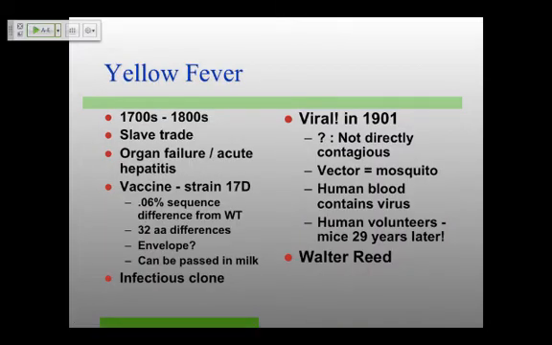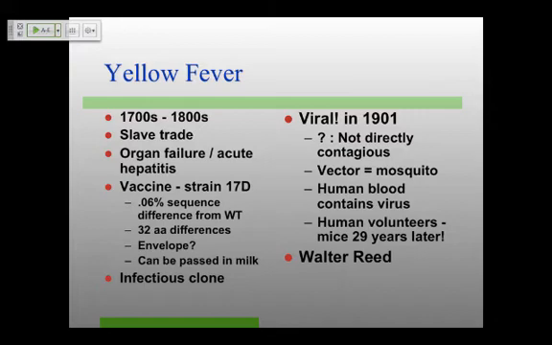And in fact, it was one of the very first diseases of humans to be shown to be caused by viruses. So it was way back in the late 18th and early 19th century where it was introduced into the New World, causes organ failure and acute hepatitis in a very few cases. It's actually relatively few that you have that. There's a vaccine strain, the 17D strain, which we're not working with in my lab yet, but potentially will be in the relatively near future.